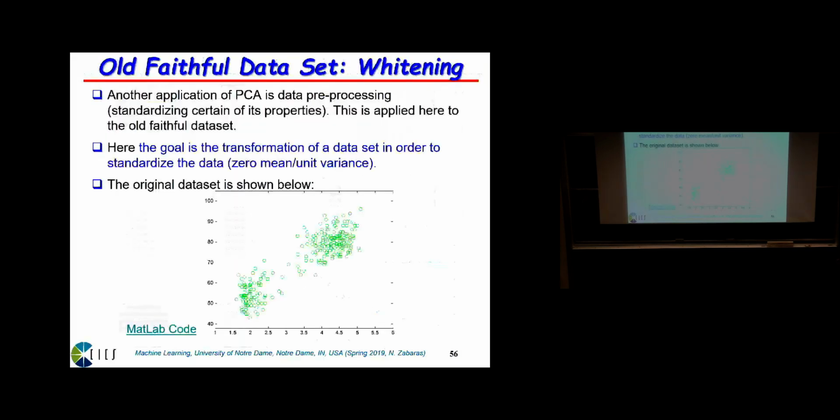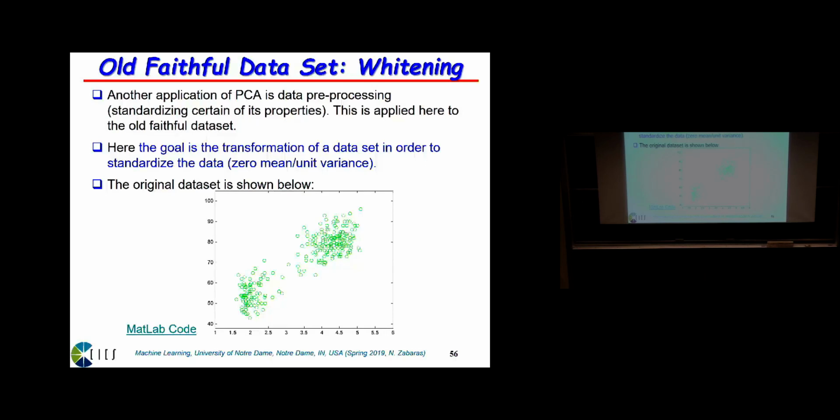Okay, we have 4 minutes, so let me just tell you something else that is a byproduct of doing principal component analysis, something that you get for free, okay? And that has to do with what is called whitening. Does anybody know what whitening of the data is? Usually when you process data, you like data to have mean 0 and variance equal to 1, but what is whitening?